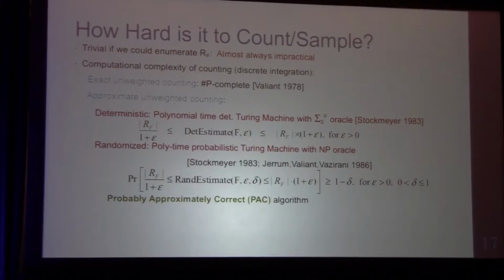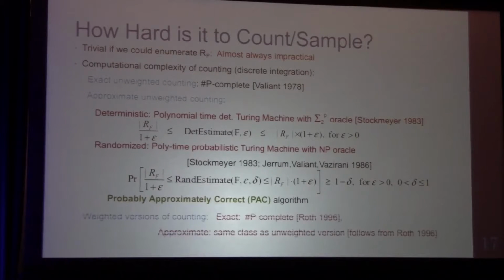For a practical problem, it may not be necessary to get the count exactly, to get the probabilities exactly, but to know that the probabilities are within a certain tolerance, and as long as we compute that with very high confidence, that might be enough. Okay, so what about the weighted versions of counting? So it was shown by Roth in 1996 that exact weighted counting lies in the same complexity class as exact unweighted counting, and it follows that approximate weighted counting is also in the same class as approximate unweighted.